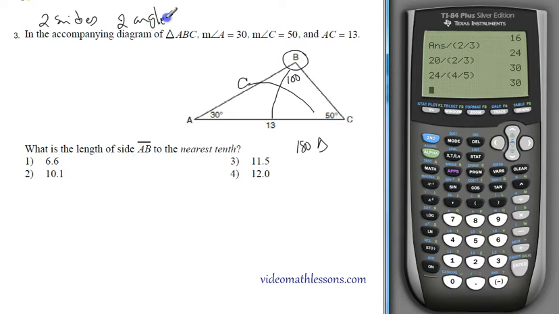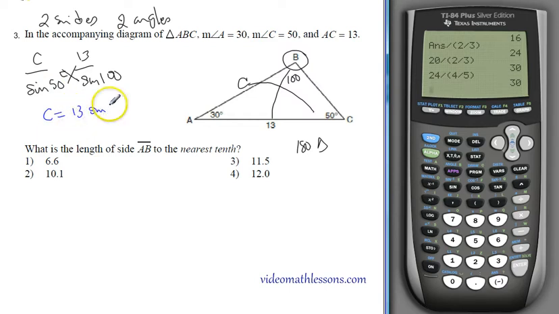And I'm set up for it now. C over sine 50 equals 13 over sine 100. We're going to crisscross multiply. Once again, I don't care how you do it. You will eventually get to something that looks like this.